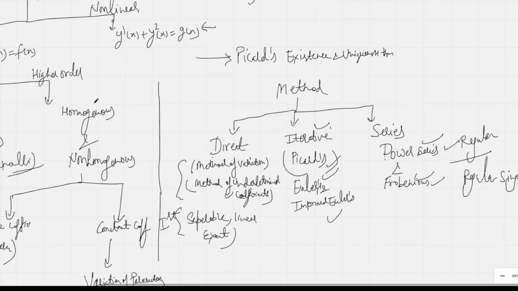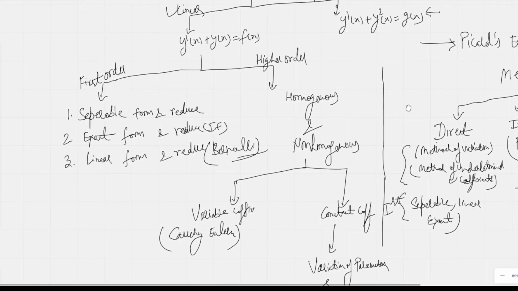So now let's come to the first order ODE and the higher order ODE. In the first order ODE, we have different cases. The first one is if we have the separable form, then we can solve it. If not, then we reduce it and then solve it. In reducing, if we have, let's say, a homogeneous type of form, then we can convert it into the separable form and then solve it.